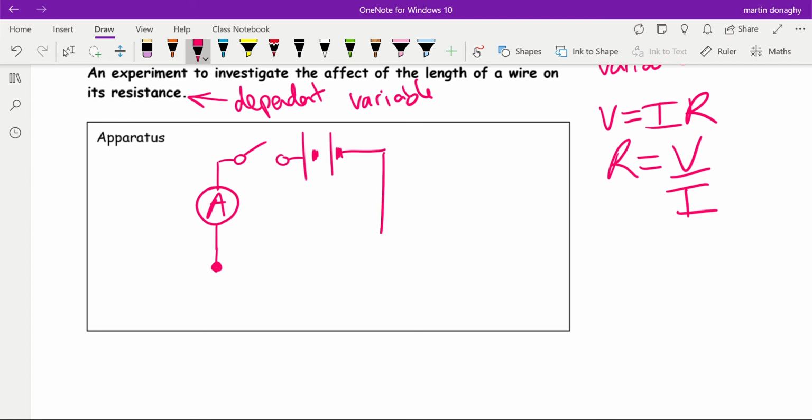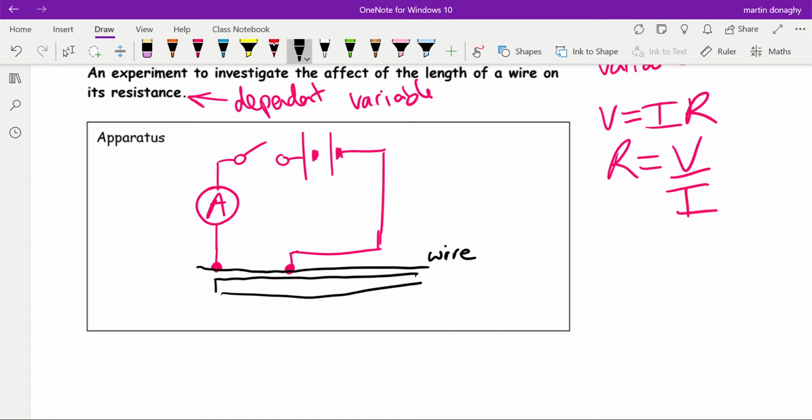And what we can do is change the position of that little contact. So there's our little contact, and we have a wire along here. Okay, so there's our little wire. And we really want to measure the length of the wire that is in between those two little contacts, those two crocodile clips.